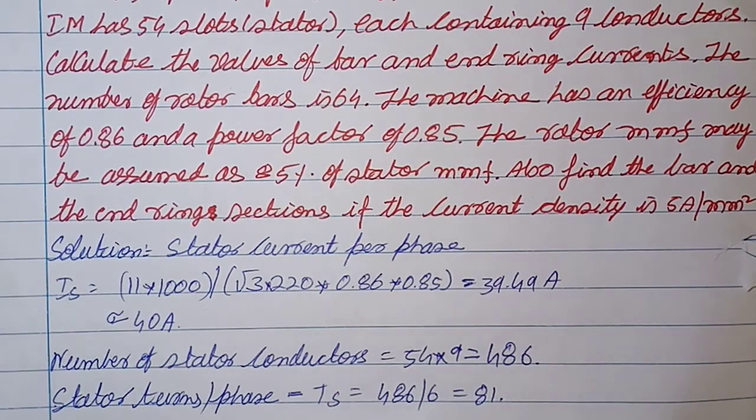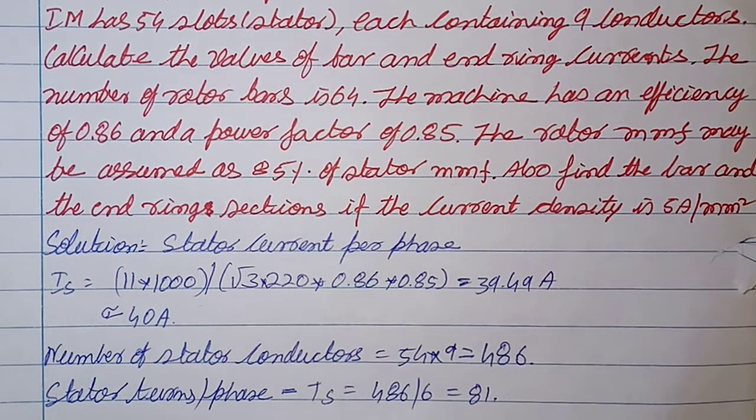Solution: stator current per phase. It is 11 kilowatts, so 11 into 1000 divided by root 3 into voltage 220 into 0.86, the efficiency, and 0.85, the power factor, which will give us 39.49 ampere, approximated to 40 ampere. Number of stator conductors, it is given, 54 into 9, which is 486 stator conductors.